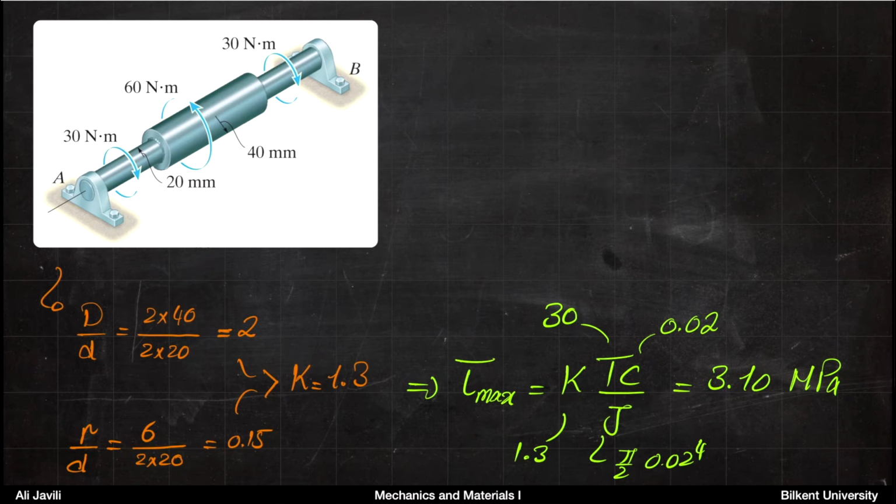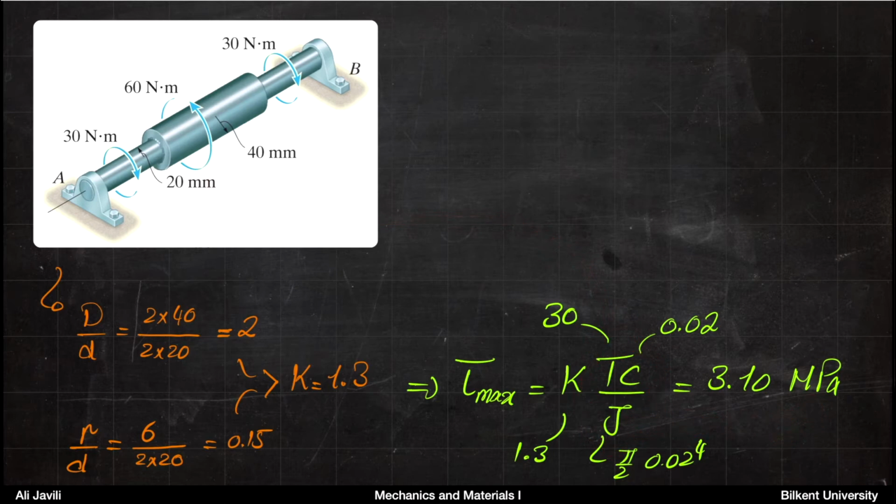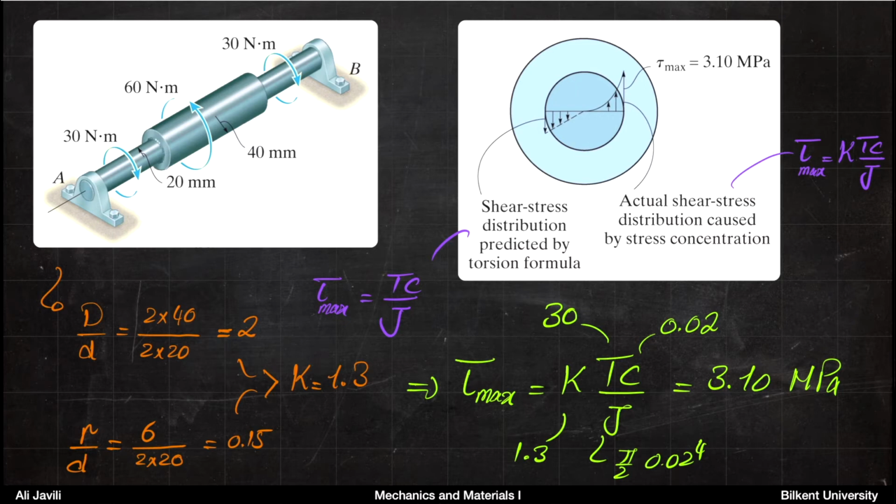You can imagine that for any shaft design like this, if you wanted to calculate the same thing for the thicker part, you would get a smaller number, because you know J is proportional to c to the power of 4. So basically, increasing the diameter or increasing the radius gives you a smaller number. So we always calculate it for the thinner part and then multiply that by the stress concentration factor to get the maximum shear stress. Now, if you want to also draw the shear stress distribution, you can see the shear stress distribution predicted by the torsion formula.